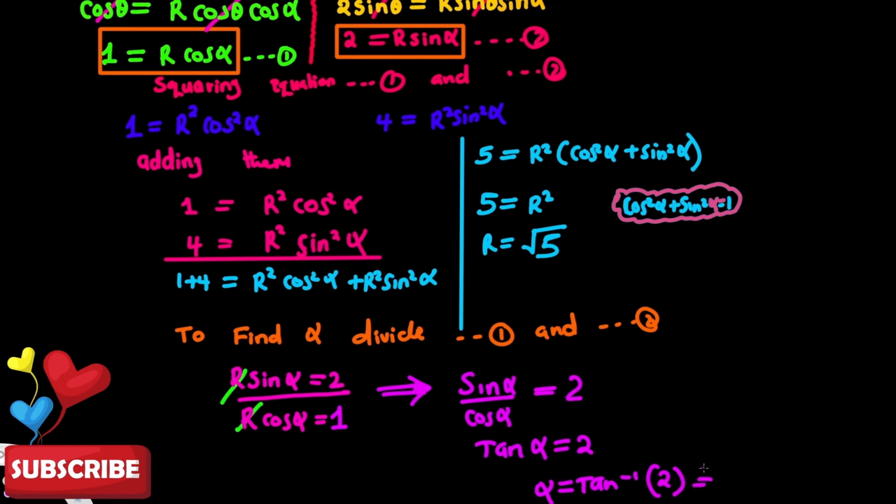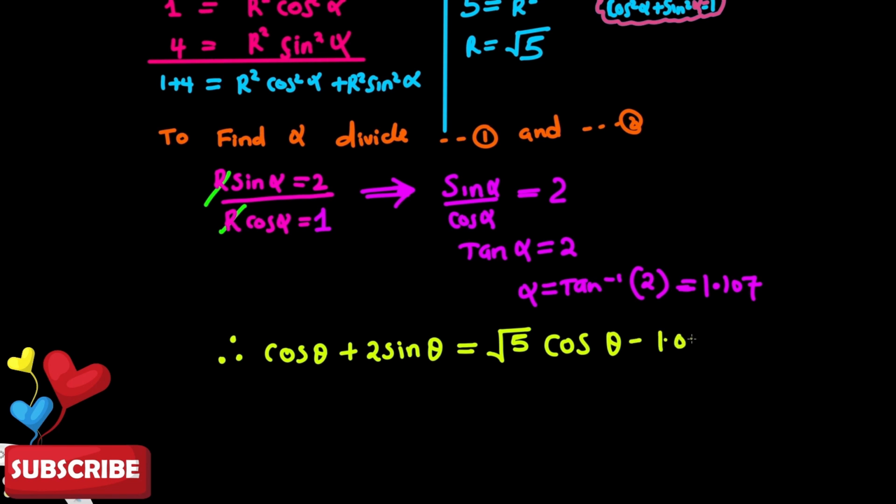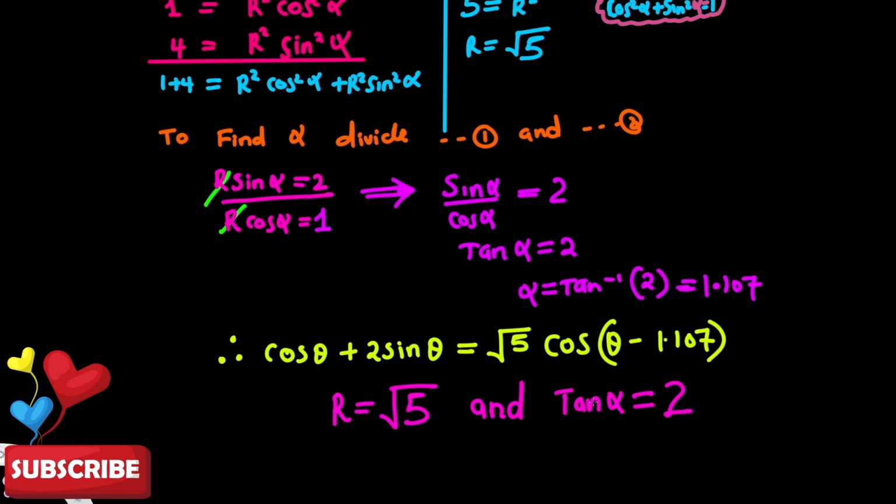And this is going to become 1.107 as the value of alpha. All right, so we can express the function that we had in the form that is expected according to the question. Then we can also now write the exact value of r, which is root 5, and write the exact value of tan alpha, which is 2. So remember, this question also expected us to leave that question at that particular form.